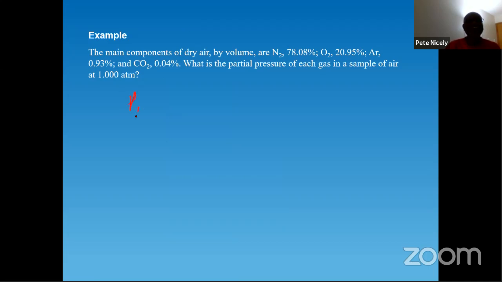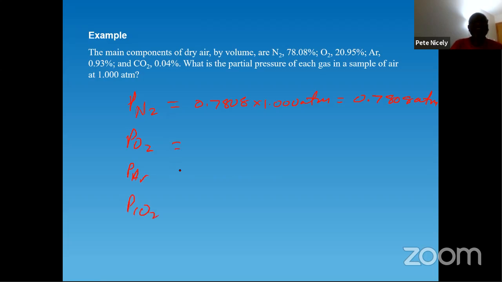The partial pressure of nitrogen will be equal to the percentage, which can be expressed as a mole fraction, which is 0.7808, times the total pressure, which is 1.000 atmospheres. And that's it. The answer in this case would be 0.7808 atmospheres. And basically, you're going to do the same calculation for oxygen, for argon, and for carbon dioxide, right?